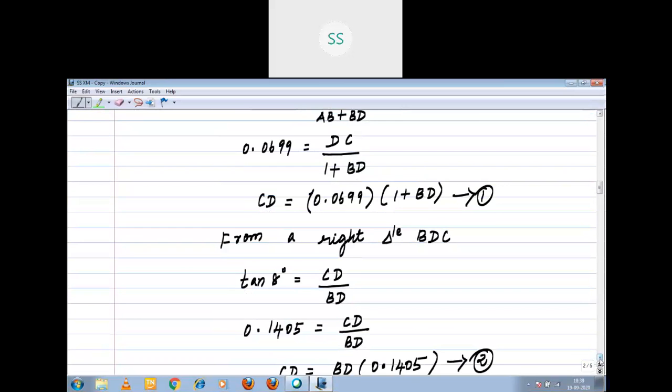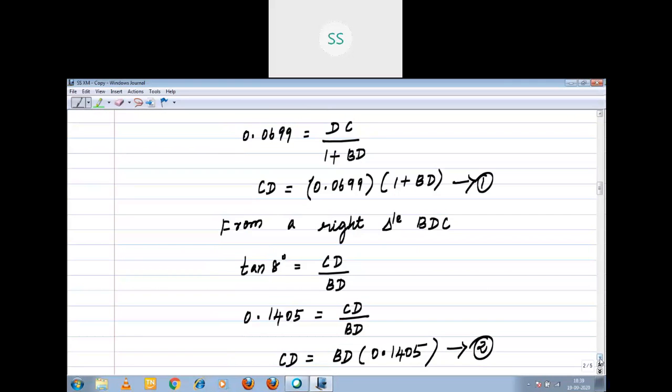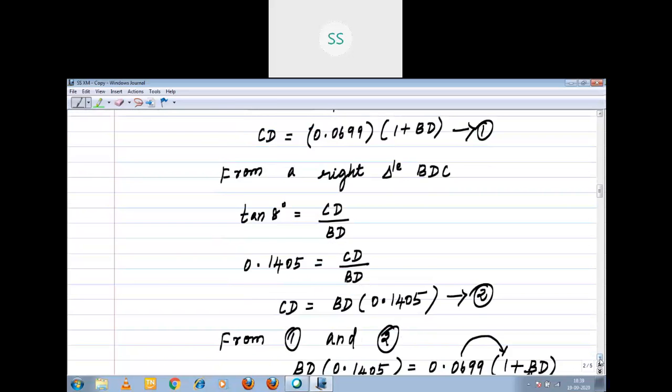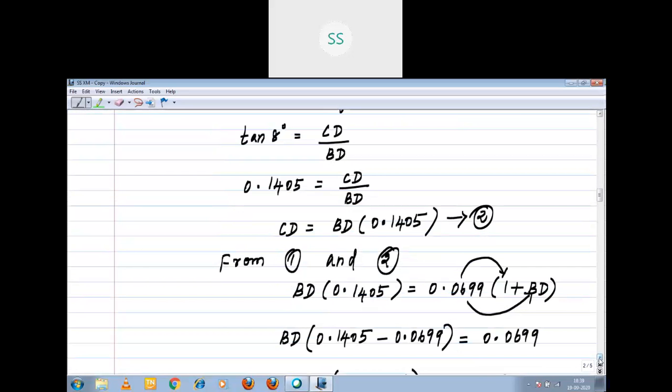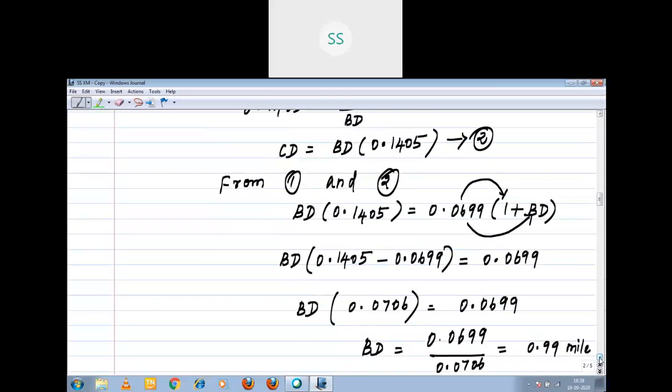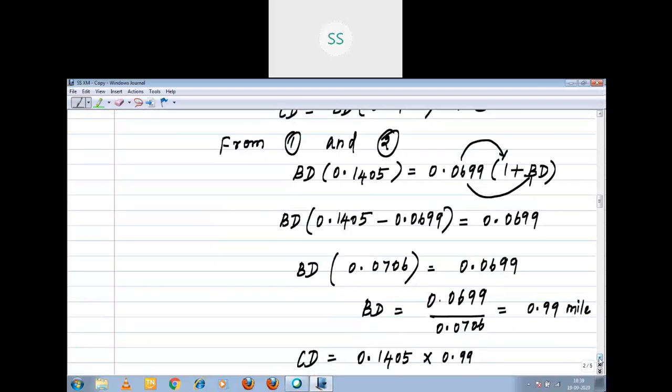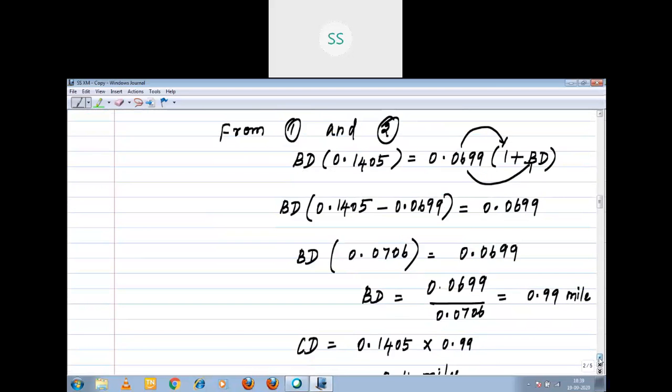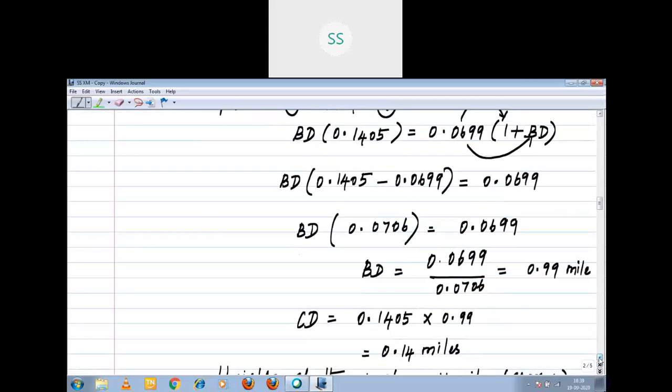See, DC is the mountain. The distance between the consecutive milestones is 1 mile. In triangle ADC, tan 4 degrees equals CD divided by AD. The value of tan 4 degrees is given: 0.0699 equals DC divided by 1 plus BD. So CD equals 0.0699 into 1 plus BD.